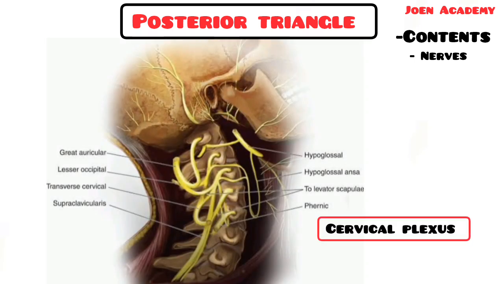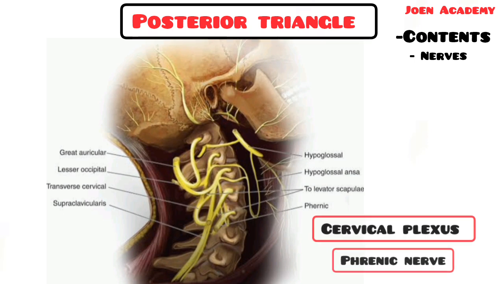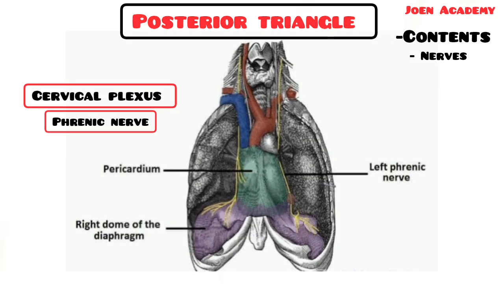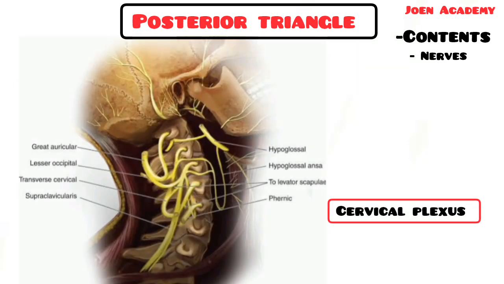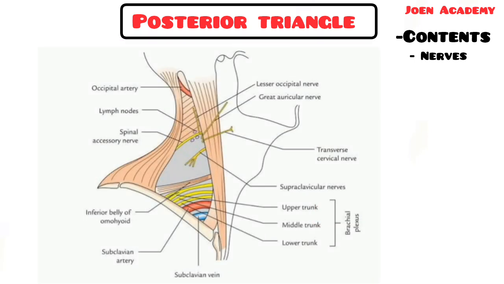The cervical plexus forms within the muscles of the floor of the posterior triangle. The major branch of the cervical plexus is the phrenic nerve, which arises from the anterior division of the spinal nerves C3 to C5. It descends down the neck within the prevertebral fascia to innervate the diaphragm. Other branches of the cervical plexus innervate the vertebral muscles and provide cutaneous innervation to the parts of the neck and the scalp. The trunks of the brachial plexus also cross the floor of the posterior triangle.